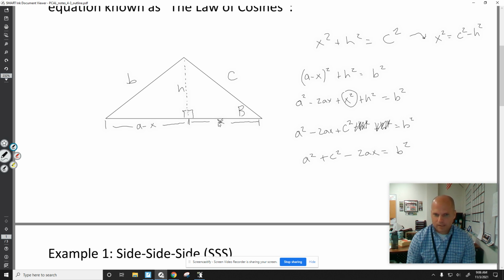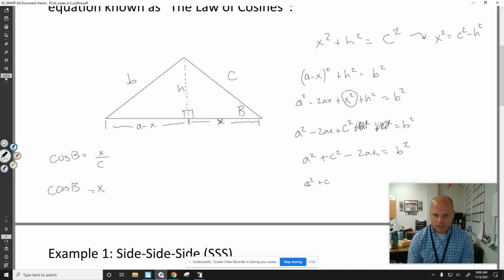I want to get rid of X. Well, I know B is adjacent with X and C is the hypotenuse. So over here, I'm going to just write, okay, well, I know that the cosine of B equals X over C. Watch that. I can just multiply both sides by C, and all of a sudden, I've gotten rid of B. I've gotten rid of H, I've gotten rid of X, and I just have A's, B's, and C's.